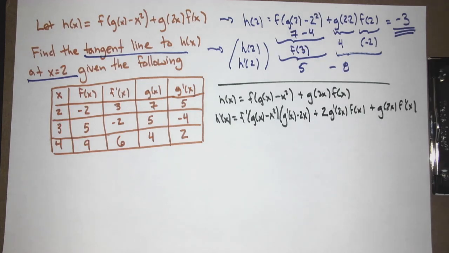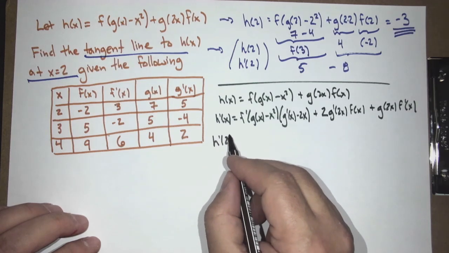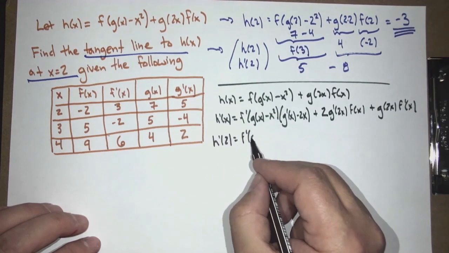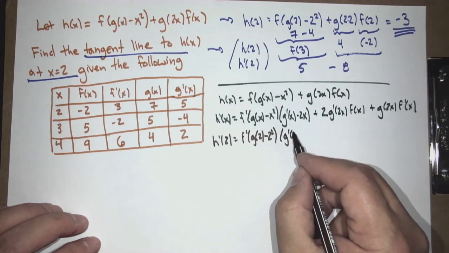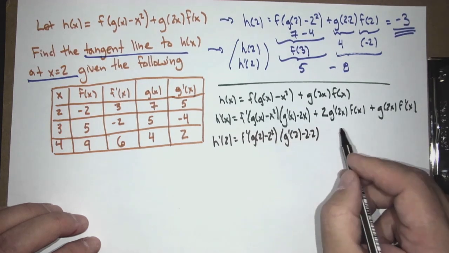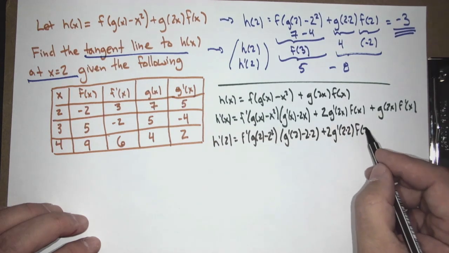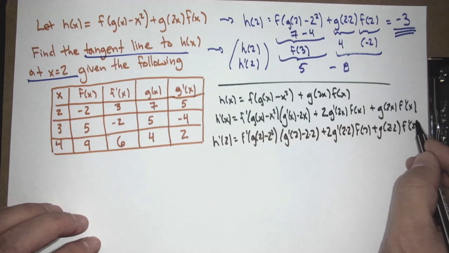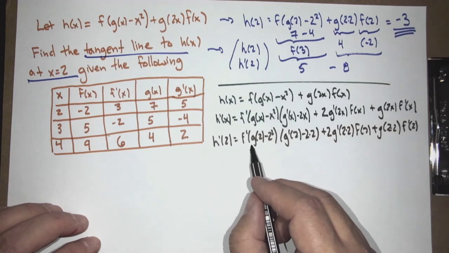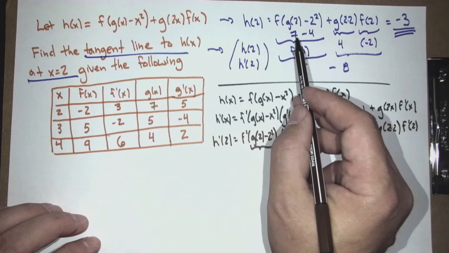Okay, now what do we do? Plug in 2. So h prime of 2 is f prime of g of 2 minus 2 squared, times g prime of 2 minus 2 times 2, plus 2 g prime of 2 times 2 times f of 2, plus g of 2 times 2 times f prime of 2. Well, we've already done g of 2 minus 2 squared. We figured that out up here. g of 2 minus 2 squared was 3.